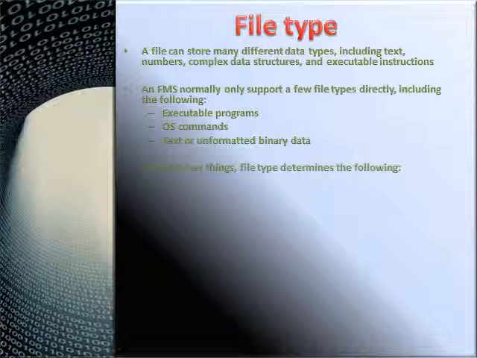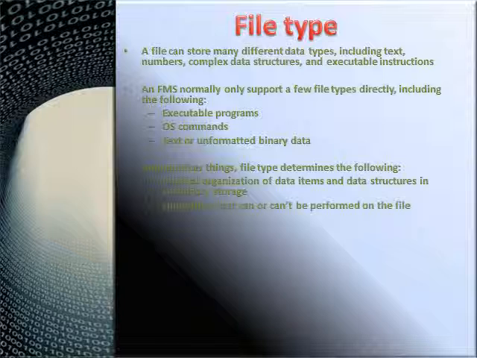Among other things, file type determines the following: physical organization of data items and data structures in secondary storage, operations that can or can't be performed on the file, and file name restrictions. File type normally is declared when a file is created.